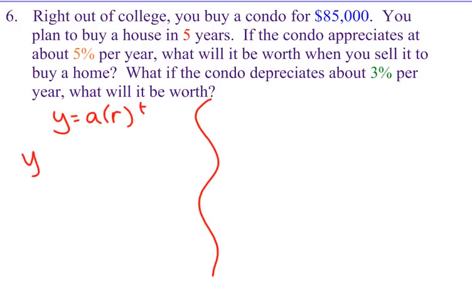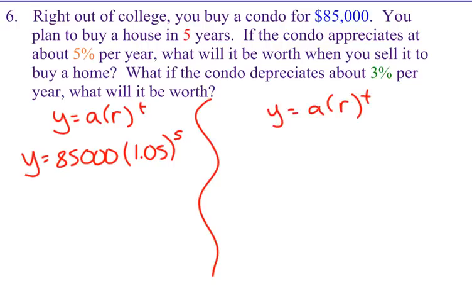And remember, we bought our condo for $85,000, so that's going to be my A for both of them. And if it's appreciating at 5%, that'd be 1.05, and we're looking for after 5 years. For the depreciation, I'm going to keep everything the same except my rate. So I'm still buying the condo for $85,000. And then we said it depreciated 3% per year. So if I take 3% away from 100, I'd have 0.97, and then to the fifth.